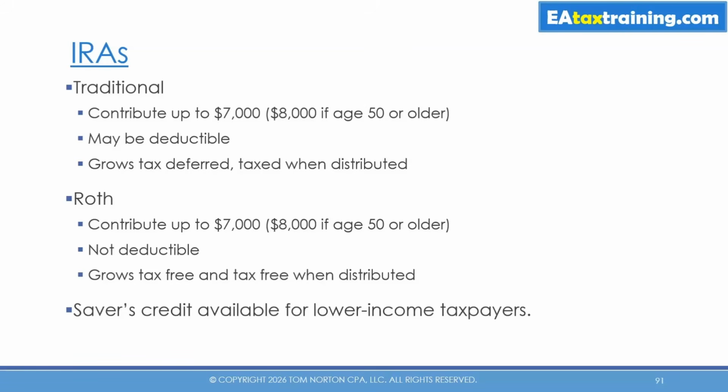Then we've got IRAs. We did a whole video on IRAs, but just to recap, you can contribute up to $7,000 per year, $8,000 if age 50 or older, and that is the total contribution that is allowed for the year for all of your traditional and Roth types of plans. And again, you can get the Savers credit if you qualify.